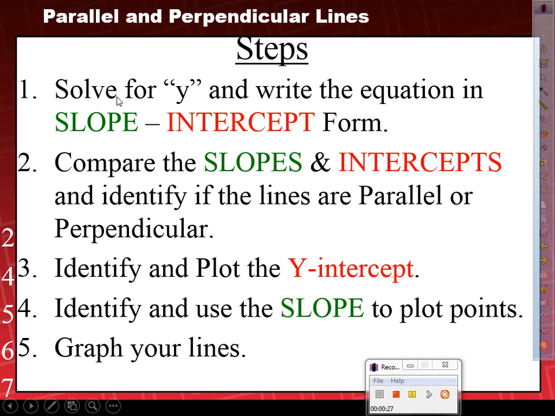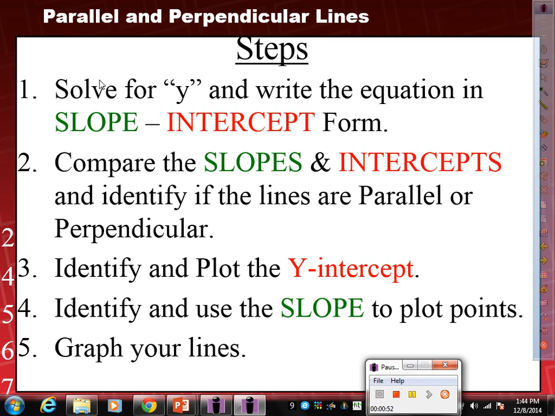Yes. But the first 2 steps, we already know how to do the first one. We're going to slip in here the second step, which is comparing slopes and intercepts to identify if the lines are parallel or perpendicular. Copy that, please. All right, so the 2 steps. The first one, solve for y and write the equation in slope-intercept form. Do we know how to do that? Yes. Step 2, basically, we're just going to compare slopes and intercepts to identify if the lines are parallel or perpendicular. So, how does that go?